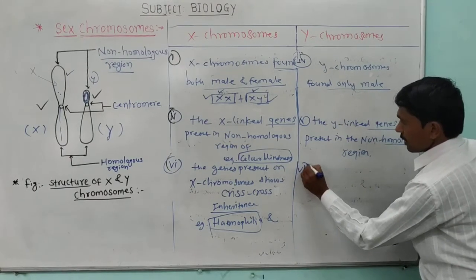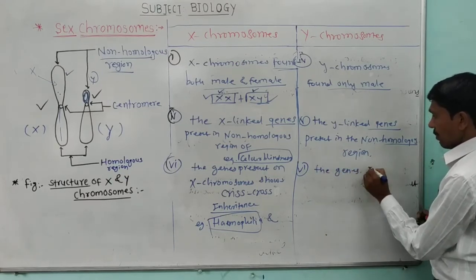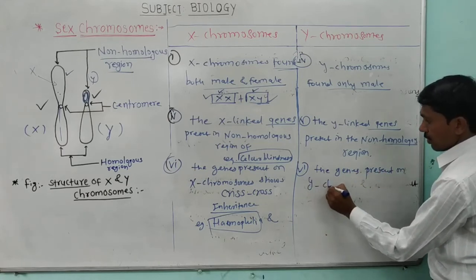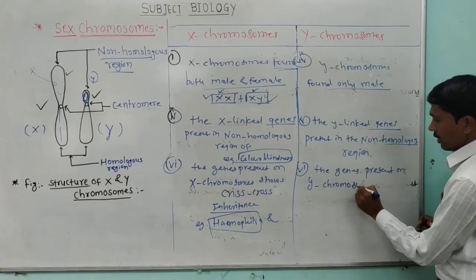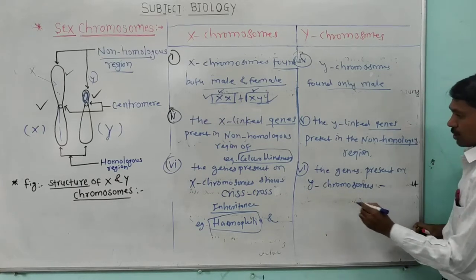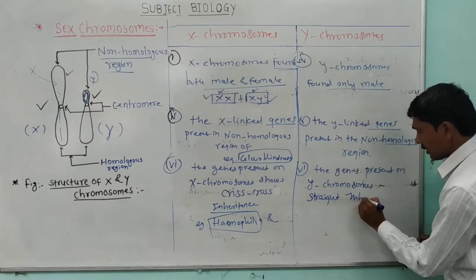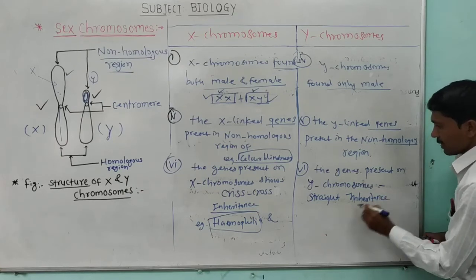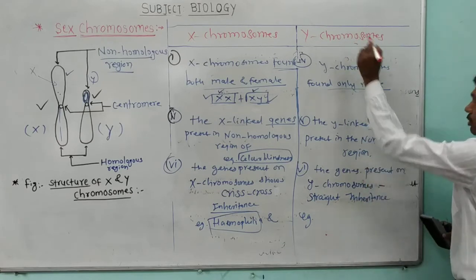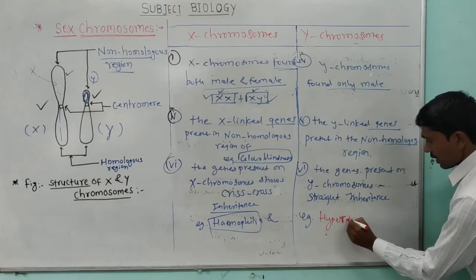Then, the genes present on the Y chromosome show straight inheritance. An example of this is hypertrichosis, related to the Y chromosome.